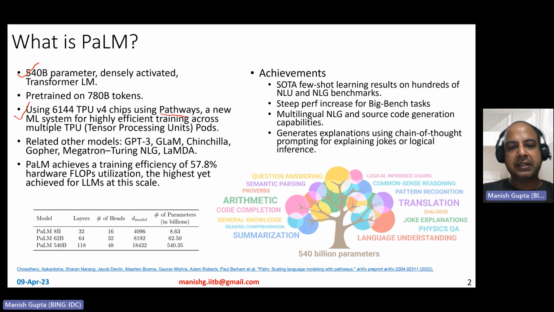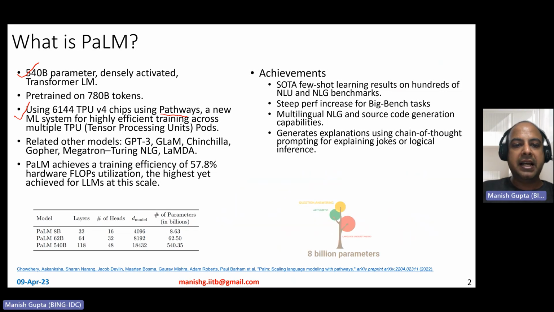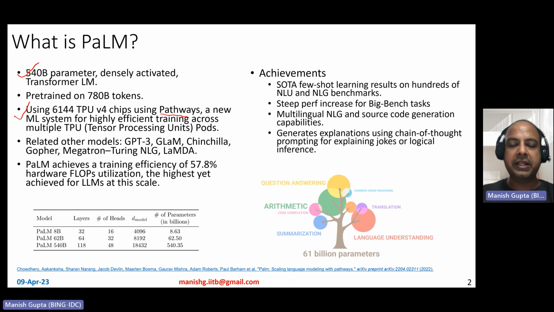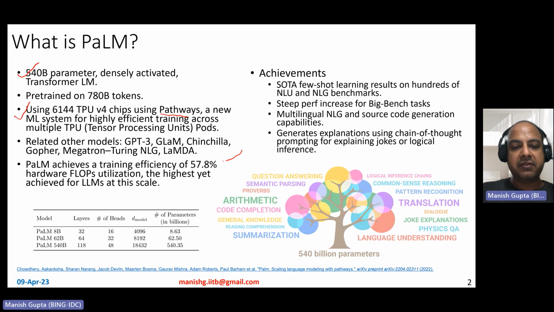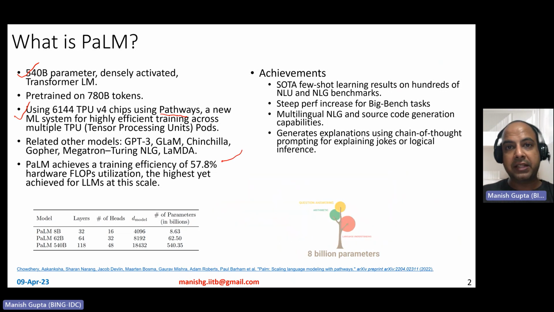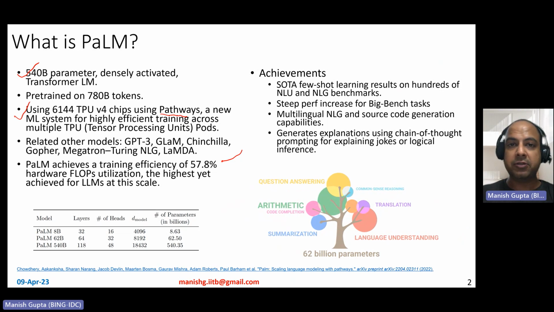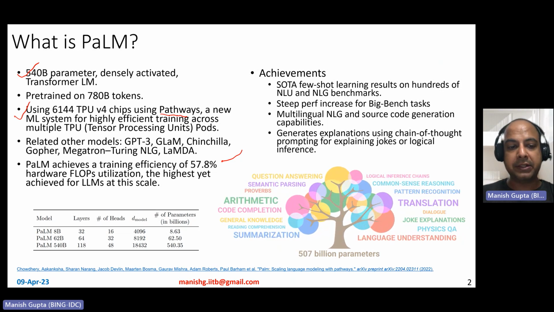PaLM is related to other similar models like GPT-3, GLaM, Chinchilla, Gopher, Megatron, Turing NLG, LaMDA, and so on. PaLM achieves a training efficiency of 57.8% hardware FLOPs utilization. FLOPs is floating point operations, right? Which is the highest yet achieved for large language models at the scale of 540 billion parameters.